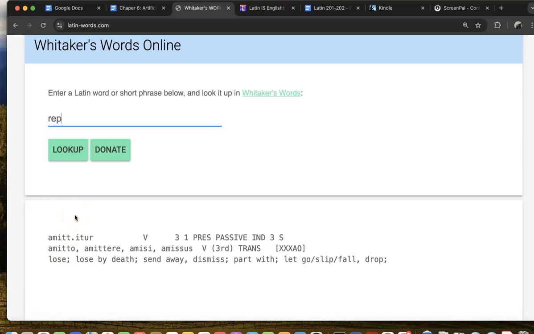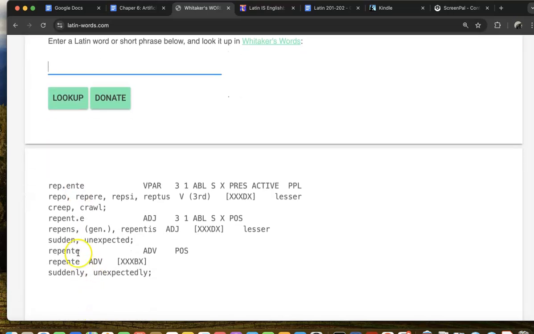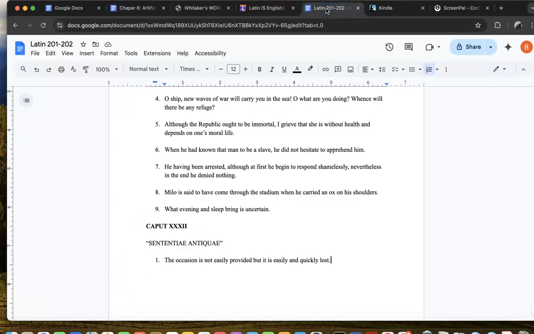And since we have Whitaker's Words rather open, let's go ahead and look up repente. In fact, suddenly or unexpectedly. So let's go ahead and change that slightly just to be more consistent with our learning tools. The occasion is not easily provided, but it is easily and suddenly lost. All right, so that's how you work your way through that one.